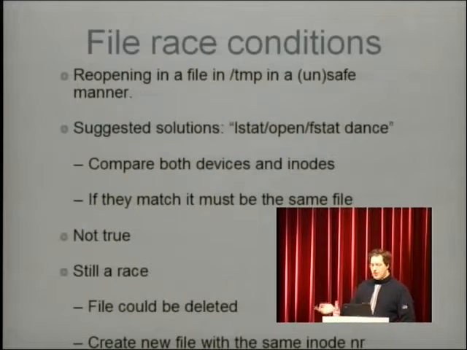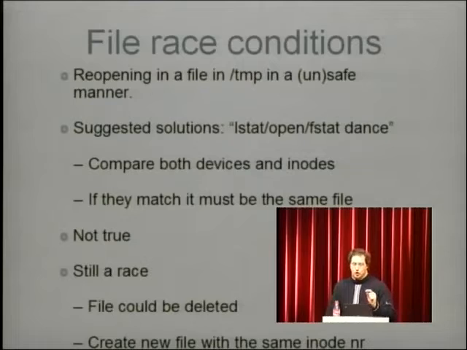And so what they've come up with is what I call the LSTAT open fstat dance, where basically you get a file name of a file that you want to safely reopen in a publicly writable directory. And before you open it, you call LSTAT on it. You call LSTAT because LSTAT doesn't follow symlinks, and that means you can instantly see if it's some kind of symlink, then it's probably bad and you bail out. Right? And then you still keep the stat structure in memory. You call open, and before you do anything to this file, you call fstat on the file descriptor. And then basically you compare the stat structure of fstat with lstat.